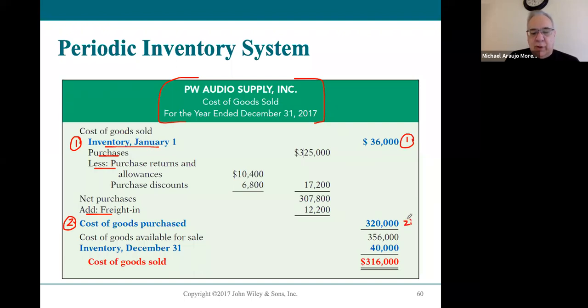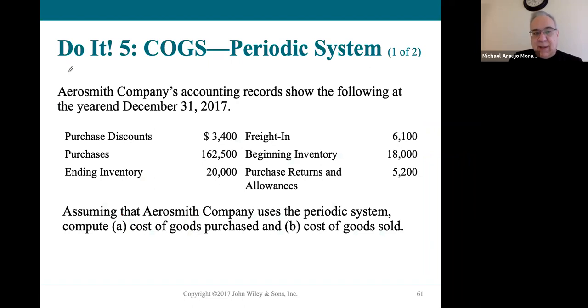You bought $320,000 worth of new inventory. That would be in box 2. The total available inventory for sale is $356,000. That would be box 3. At the end of the period, you take a look at what inventory you have left at the end. That would be box 4. You subtract that out, and the difference is your cost of goods sold, which is box number 5. So we went over this in Learning Objective 1. It repeats here in Learning Objective 5, so you can actually do it. And it's not that bad to do.